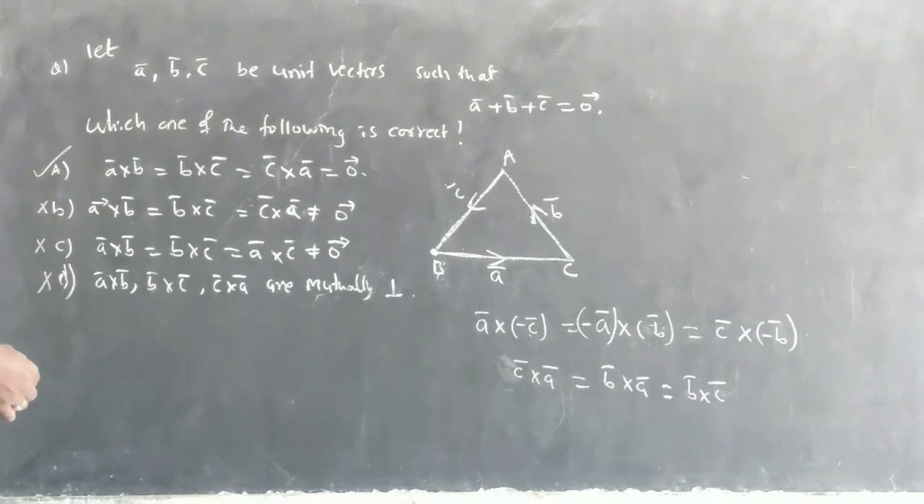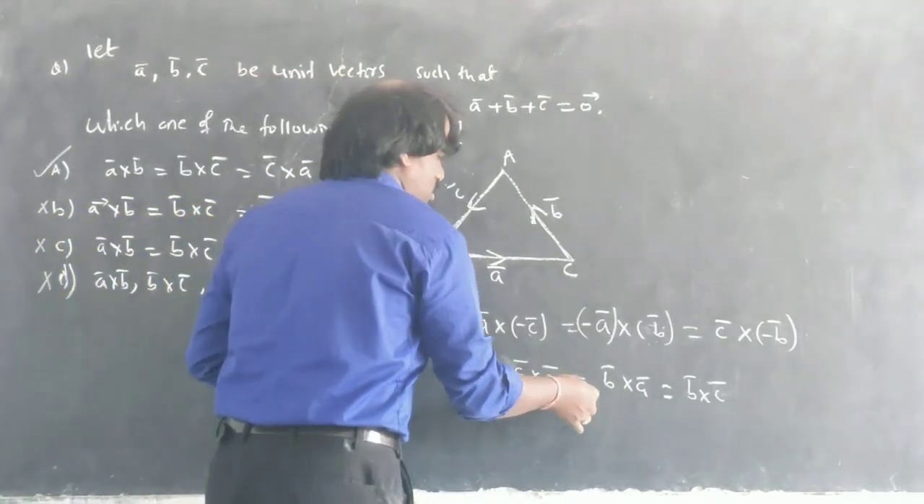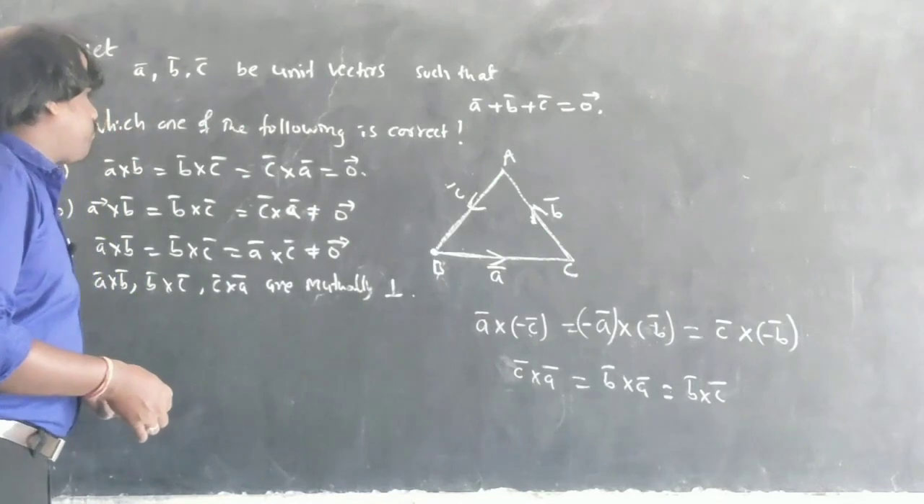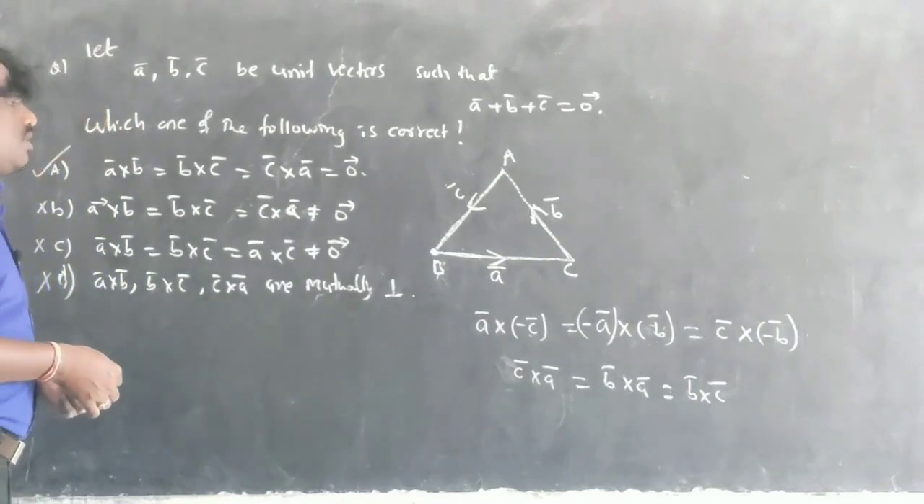So you get A cross B, B cross C, C cross A, all are equal, and that's what you are going to get. Okay, hope you understand this one.